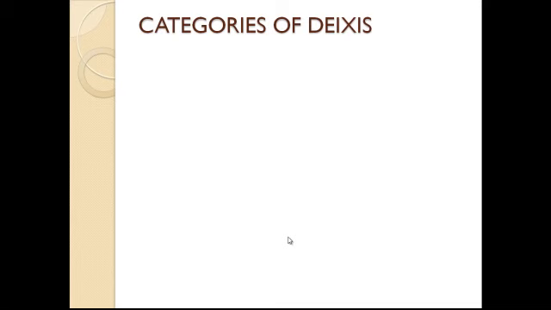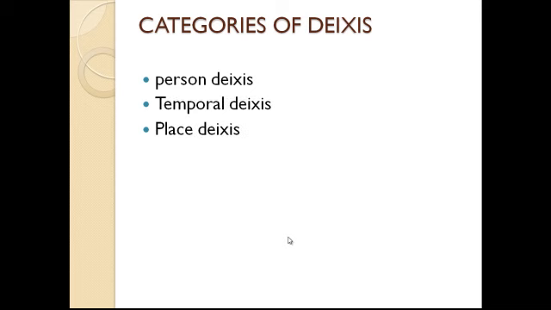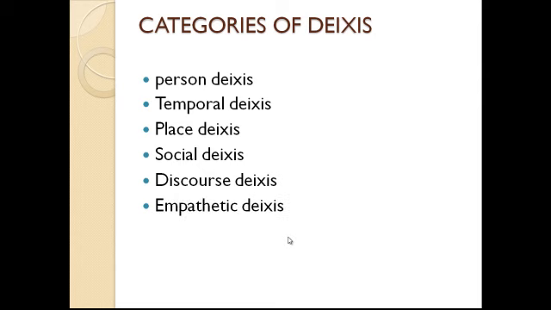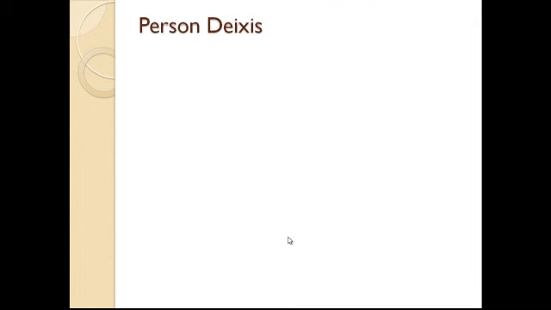Right. I hope by now you should be able to know the meaning of deixis and the examples of deictic expressions. If that is the case, we are moving on to categories of deixis. Now, deixis is divided into a number of categories as follows: person deixis, temporal deixis, place deixis, social deixis, discourse deixis, and empathetic deixis. What we're going to do in the next slides is to look at each one of these categories of deixis in much more detail, beginning with person deixis.